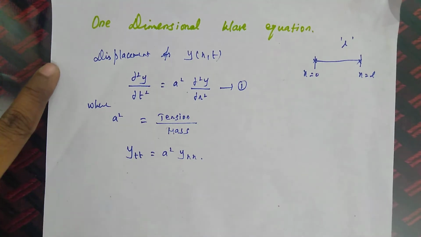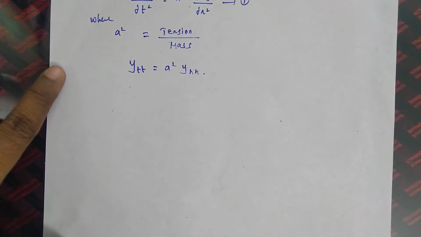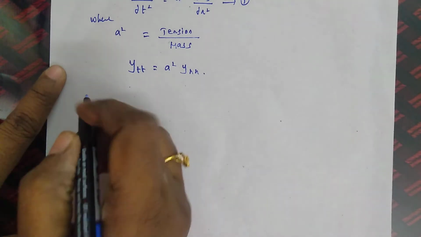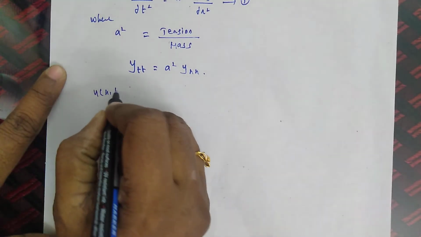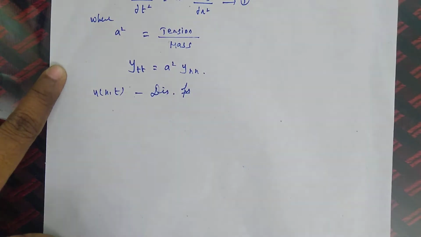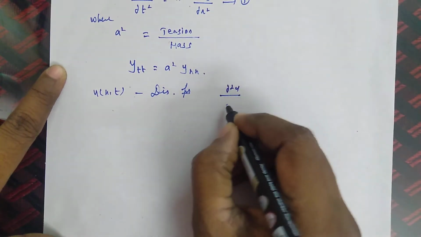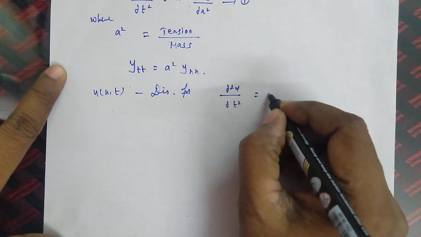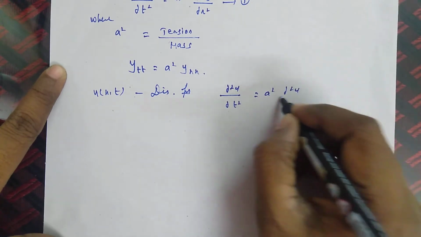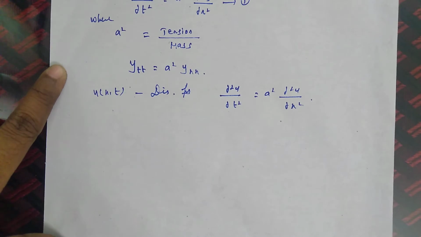If suppose, instead of y of x comma t, I take the displacement function as u of x comma t, then equation 1 can be written as dou square u by dou t square equal to a square into dou square u by dou x square. So this is also the same.